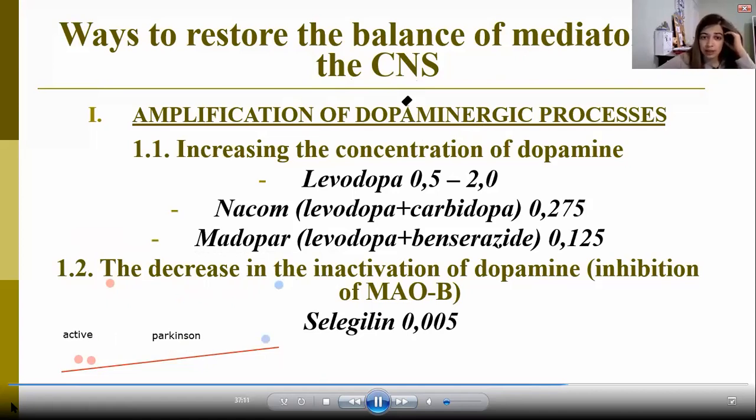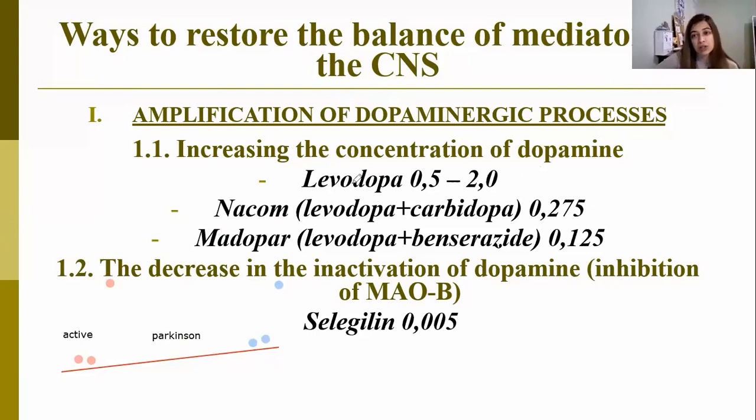I cannot erase those blue and red. Okay, what should we do? We can take the drugs like amplification of dopaminergic process. You see, if I put more dopamine in this side, it will be better because it will make again the balance, two on the one side, two on the other side. And for that directly we have those drugs like levodopa, Nakom, and Madopar, which will directly provide the more amount of dopamine. Also, we can decrease the inactivation of dopamine by inhibition of MAO-B.